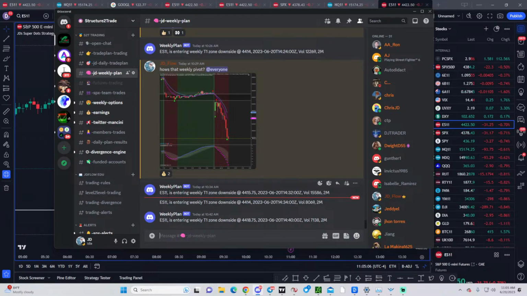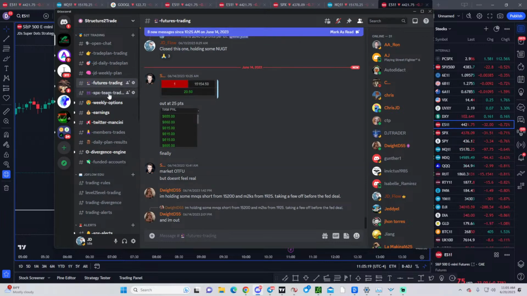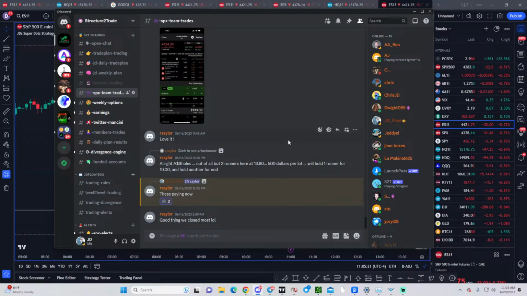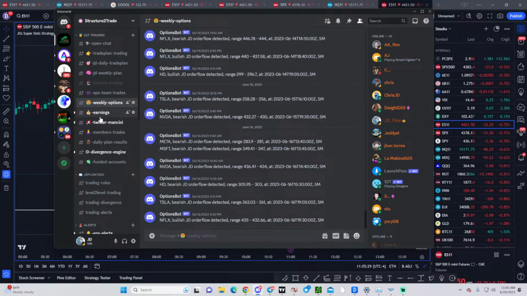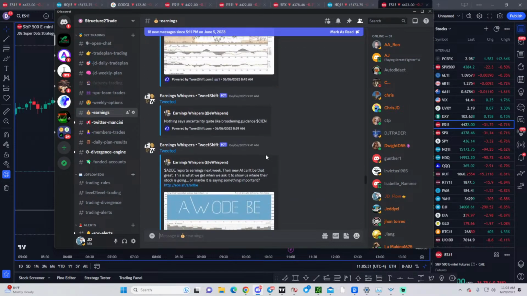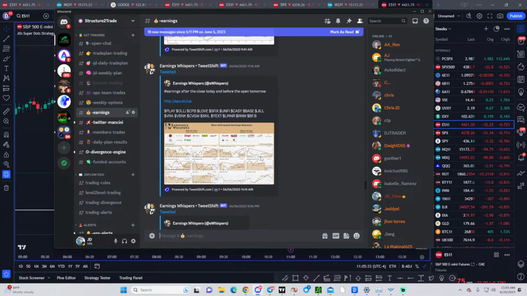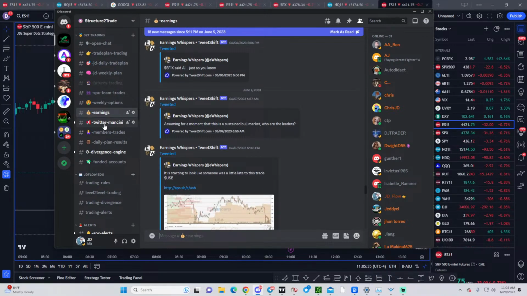Those levels also have alerts here. They'll tell you exactly where the price is returning to and where price is located. This is some random futures trading class. This is where we put some SPX options trading, if you're familiar with options, weekly options. These are some alerts that I have set up in the server. Earnings calendar, this is earnings from Earnings Whispers. It tells you all the earnings.